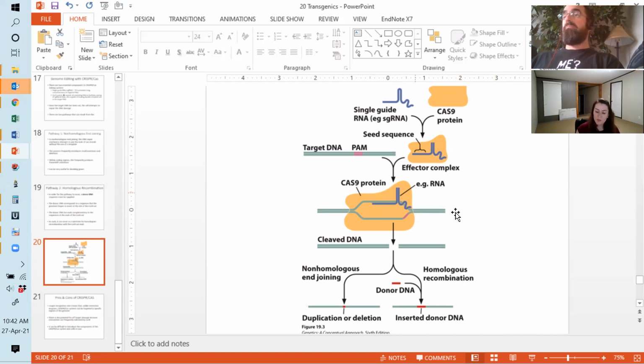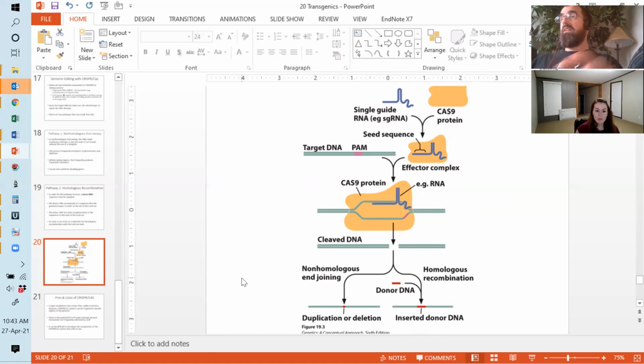And if that were viral DNA in a bacterium, then that would nix the virus, right? So that's the original purpose. But here, what we're doing is specifically cutting the genome at a very specific point. And that point is dictated by this guide RNA. Now, what happens next depends on whether or not there is any donor DNA available.